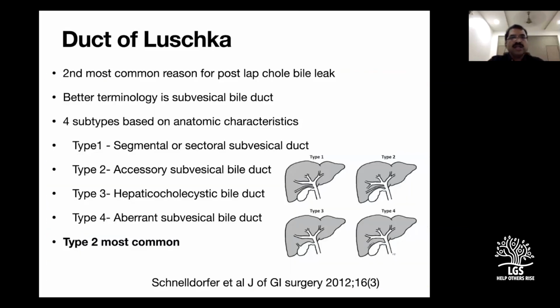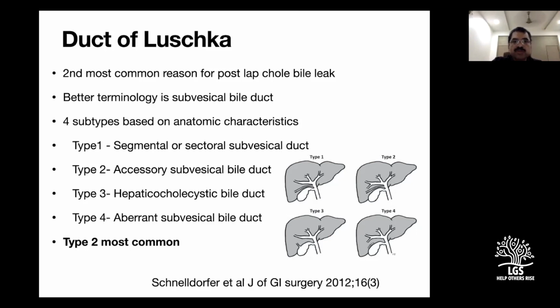So the duct of Luschka is the second most common reason for post-lap chole bile leak, and a better terminology is a subvesical bile duct. And there are 4 subtypes based upon the anatomical characteristics described. One is the segmental or sectoral subvesical duct. Type 2 is the accessory subvesical duct. Type 3 is a hepatico-cholecystic bile duct. That is the one which I was demonstrating now. And there is a type 4, the aberrant subvesical bile duct.